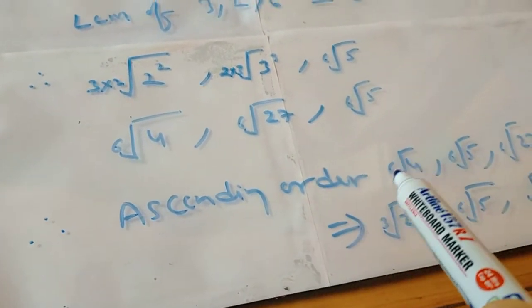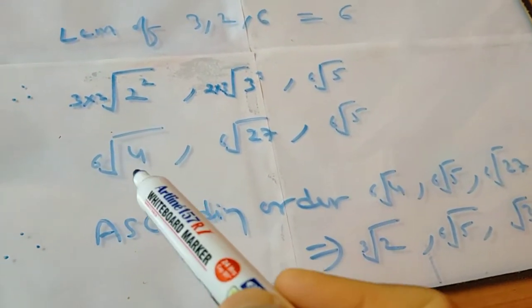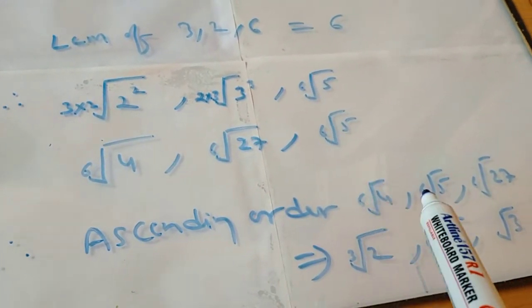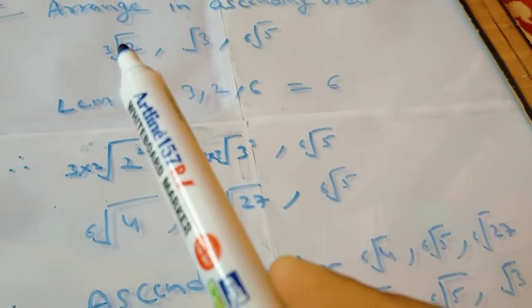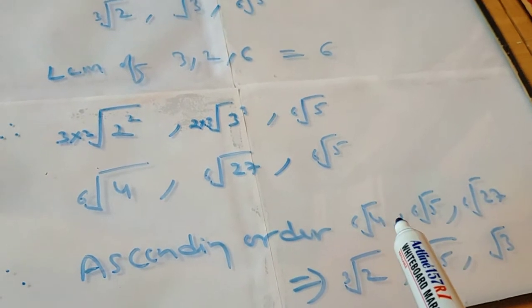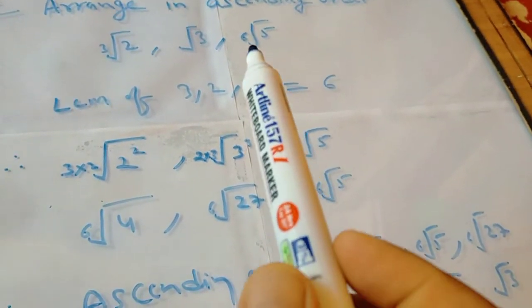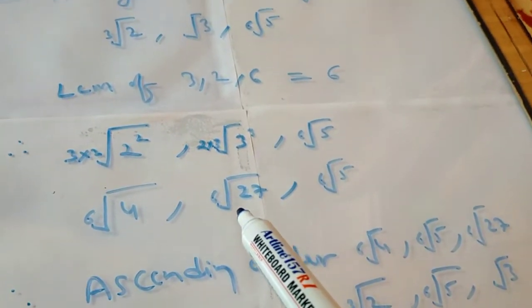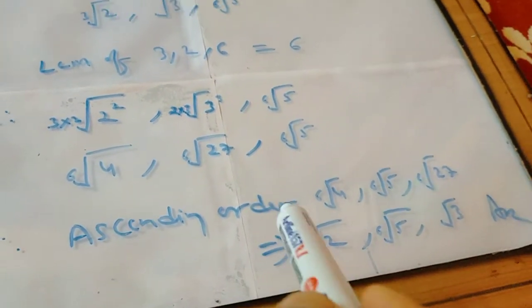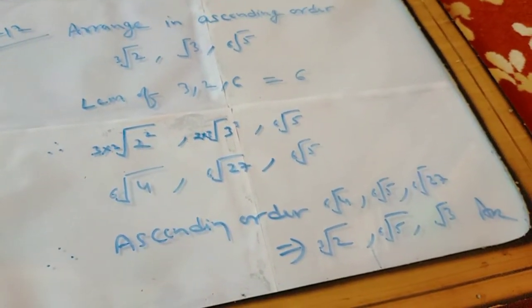So the smallest number is this one. In ascending order, the smallest number is this one, then this number, and then this number. This is the representation. I have written the sixth root of 5, which is the representation of the third number, that I have copied. And the sixth root of 27 is the representation of root 3, so I have written that at last. So this is the ascending order of these three numbers.